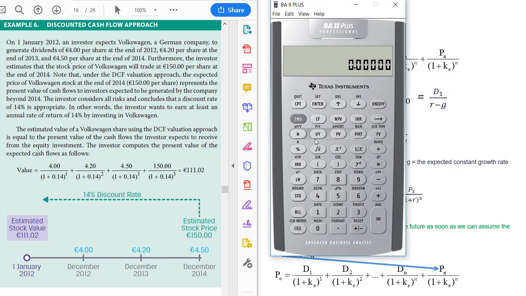We can use the cash flow functionality: cash flow, second, clear work. And the cash flow at time 0 is 0. I'm going to arrow down. C1 is the first dividend, 4, enter. Arrow down, frequency 1. C2 is the second dividend, 4 euros, 0.2. Hit enter. Frequency for that second dividend is only once, so we arrow down through that.